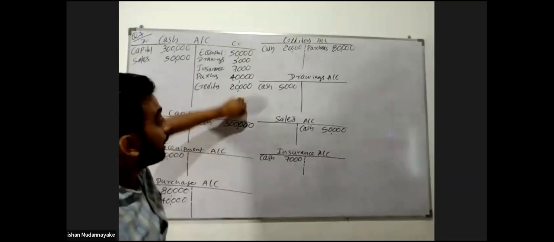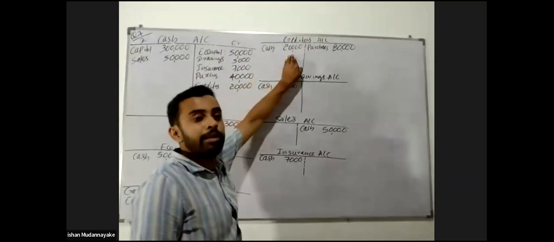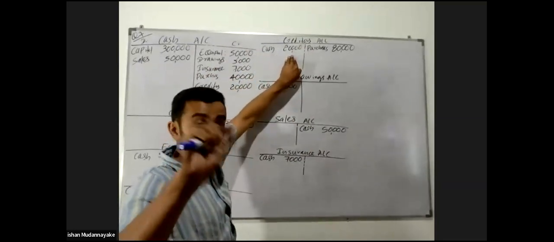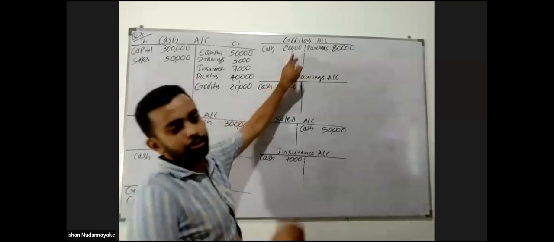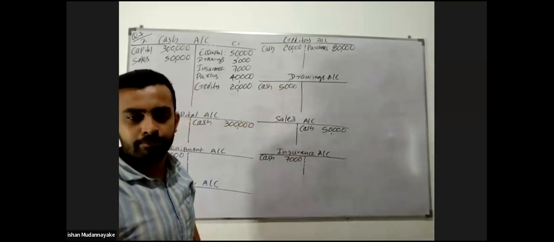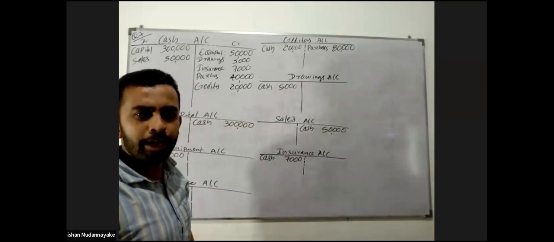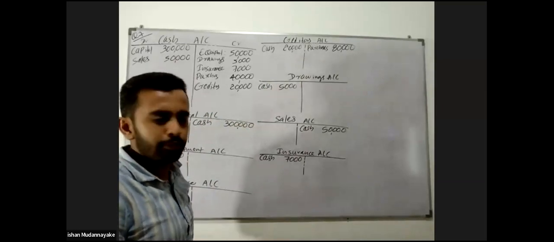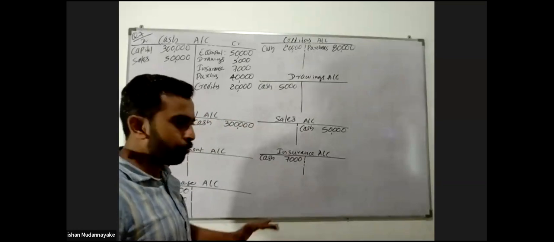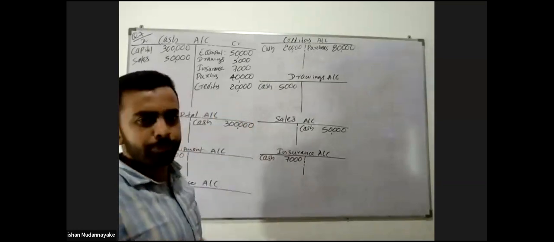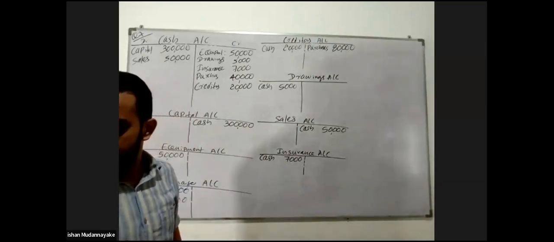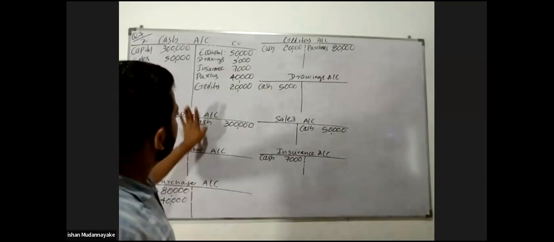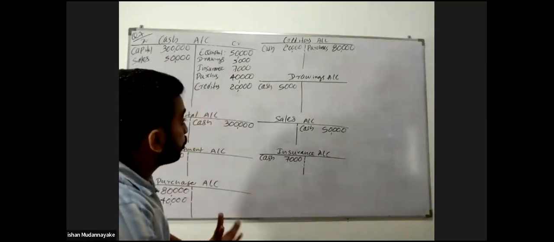Decreasing asset account credit. Decreasing liability account debit. Don't cram. Try to get the idea. No need to cram anything. Try to get the logical understanding. Accounting is a 100% practical subject. Therefore, try to get a practical idea. Okay? Fine. And then here we pass over the double entries.